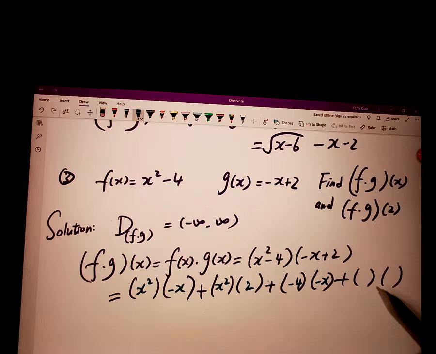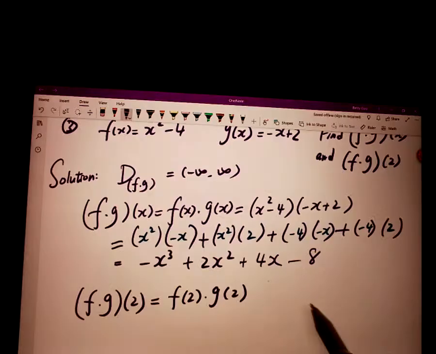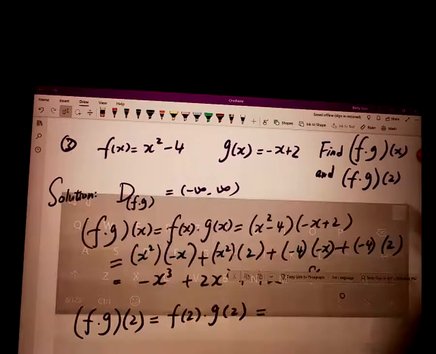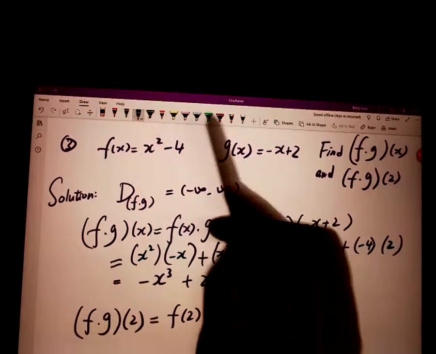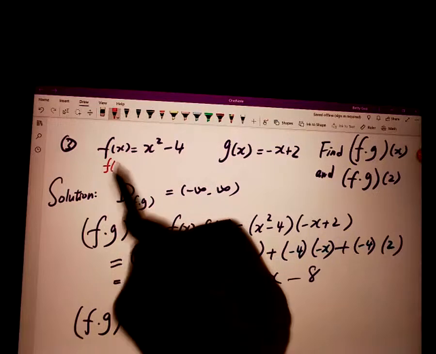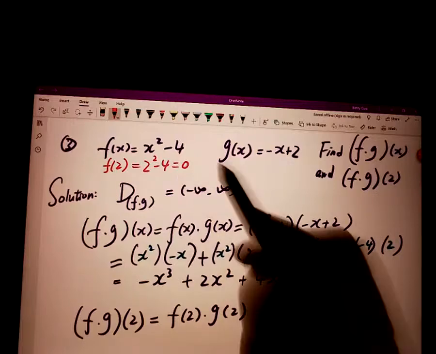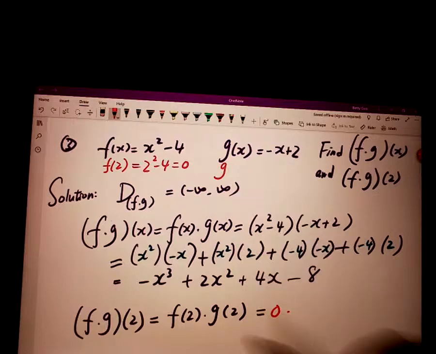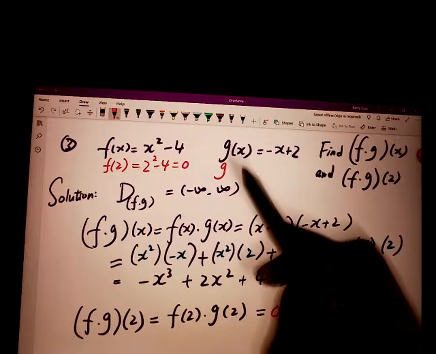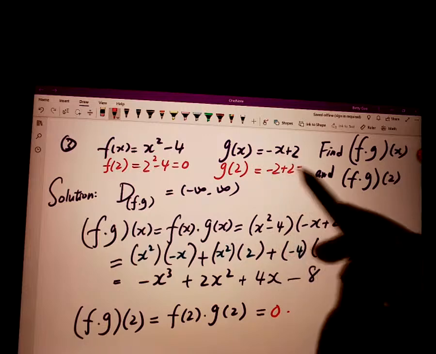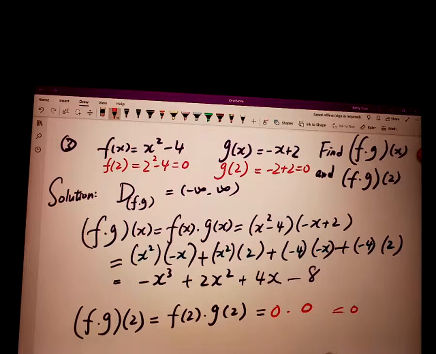Since we have the product function already, we could just plug in 2. Let's see what f of 2 is. I can write it here, using a different color. f of x is x squared minus 4, right? So f of 2 is 0. And what is g of 2? You don't have to continue, because if one factor is 0, then the result, of course, is going to be 0. But let me finish. What is g of 2? Plug in negative 2 plus 2. It happens to be 0 as well. So 0 times 0 is 0.